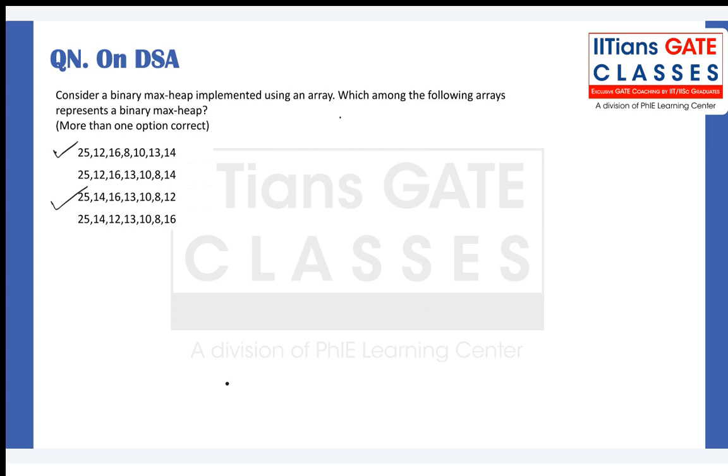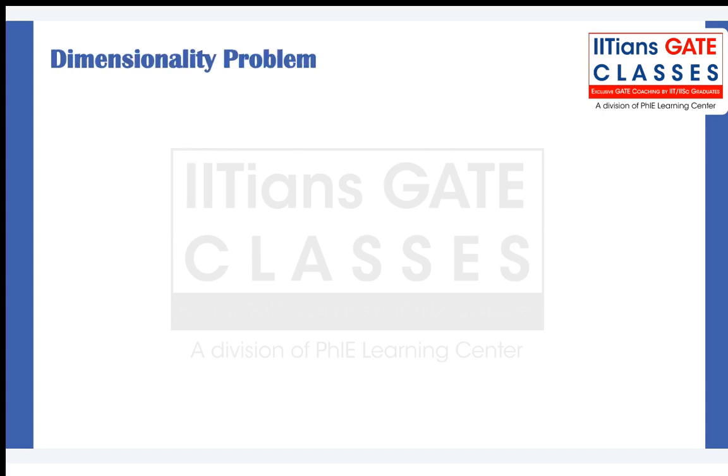Okay, so first we'll talk about dimensionality problem. So what happens is when you try to build a model, in the training part, which is when you're trying to find the hypothesis or when you're trying to fit the data to the algorithm, then the training gives some training error.